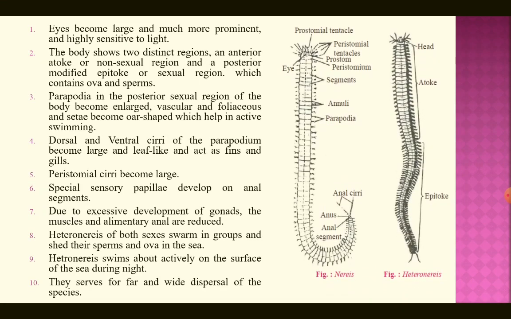Now what are the other changes that happen in Heteronereis? Eyes become large, much more prominent and highly sensitive to light. The body shows two distinct regions: an anterior atoke, which is a non-sexual region, and a posterior modified epitoke, or sexual region, which contains ova and the sperms.